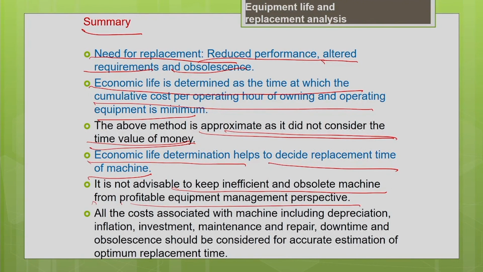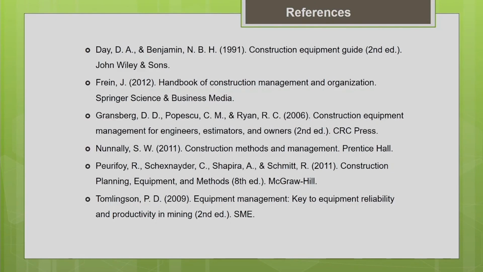For the equipment replacement analysis, we are supposed to consider all the costs, as I mentioned earlier, including the depreciation cost, effect of inflation, investment cost, maintenance and repair, downtime, and obsolescence. Everything should be considered for an accurate estimation of the optimum replacement time. So these are the points we should keep in mind when you do the replacement analysis. These are the references, the textbooks which I recommend for preparation related to this topic.